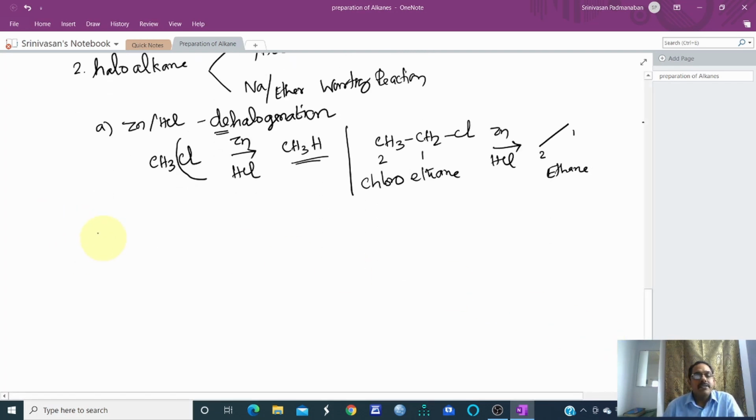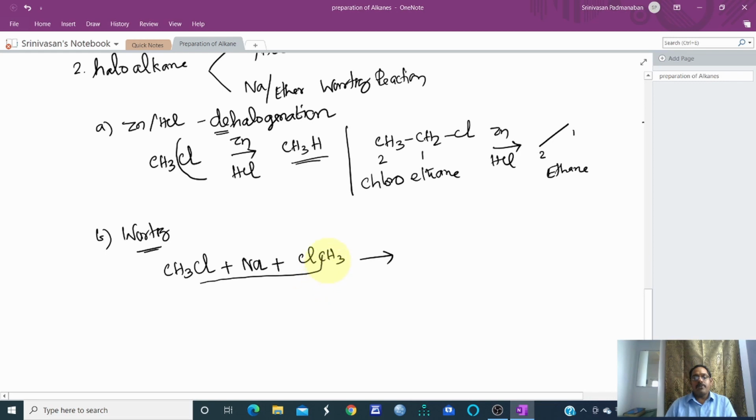Now we will go for the B. B we call Wurtz synthesis, again from haloalkanes. We'll start with the simple one, CH3Cl. You know this name, chloromethane. The reagent we already said is sodium in the presence of ether. I will write this in reverse to show where the bonds are getting broken and where the bonds are getting formed. So all these things are joined together.